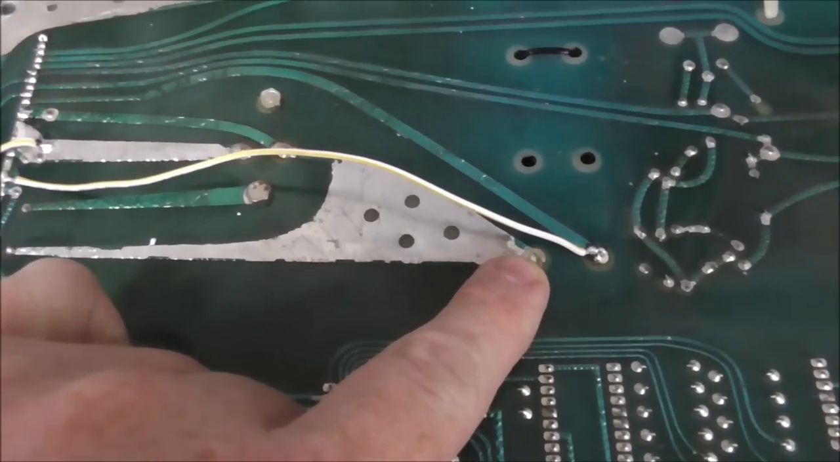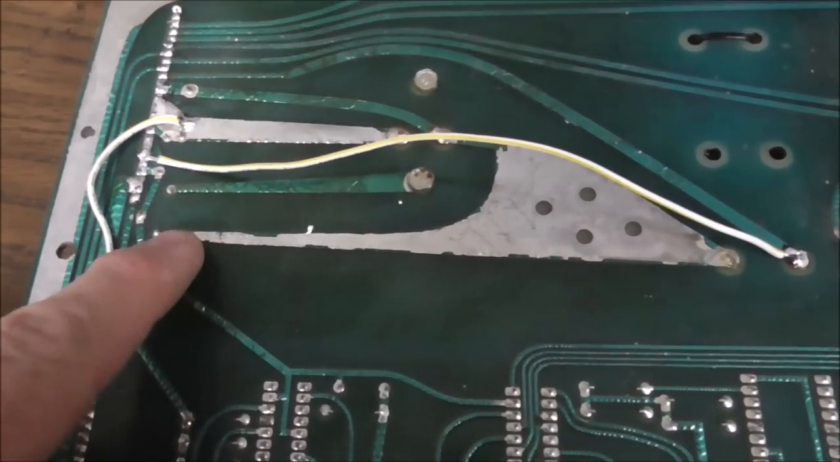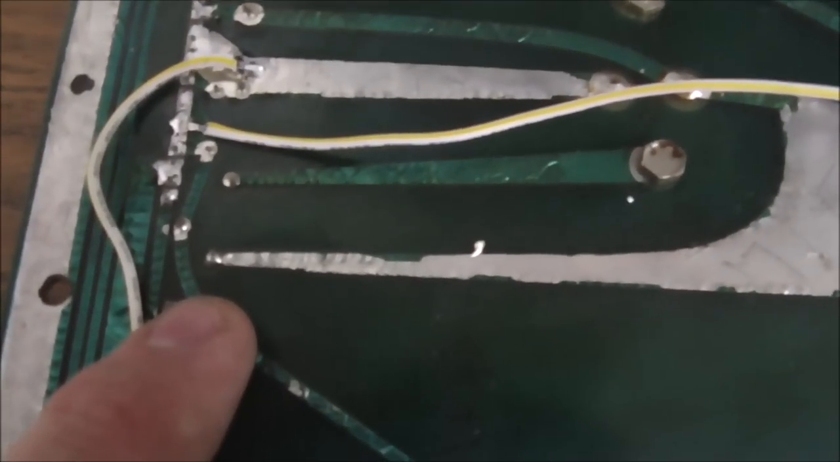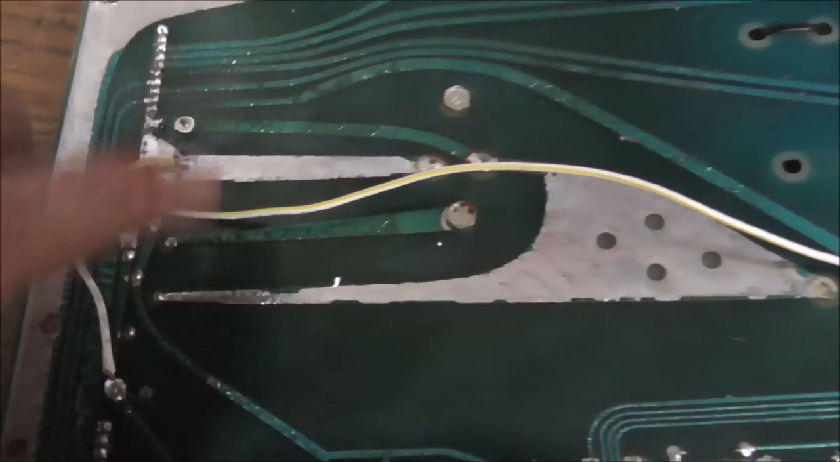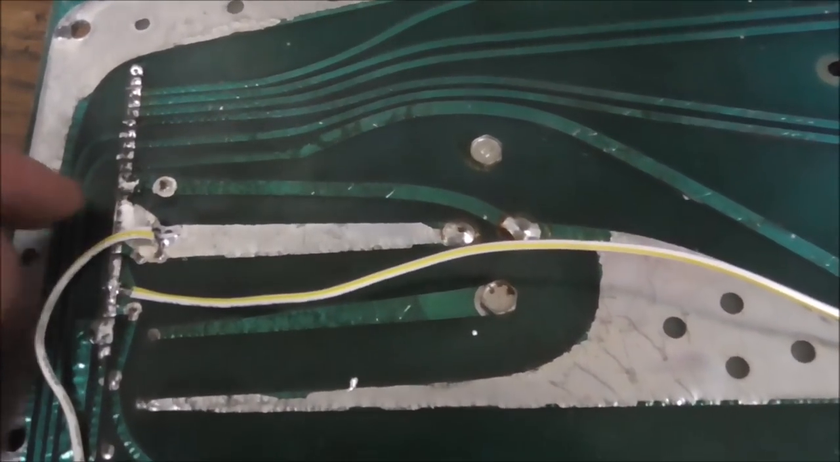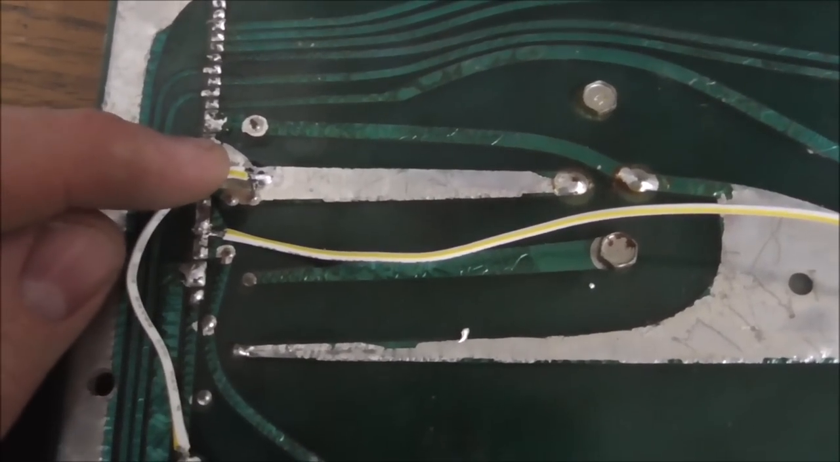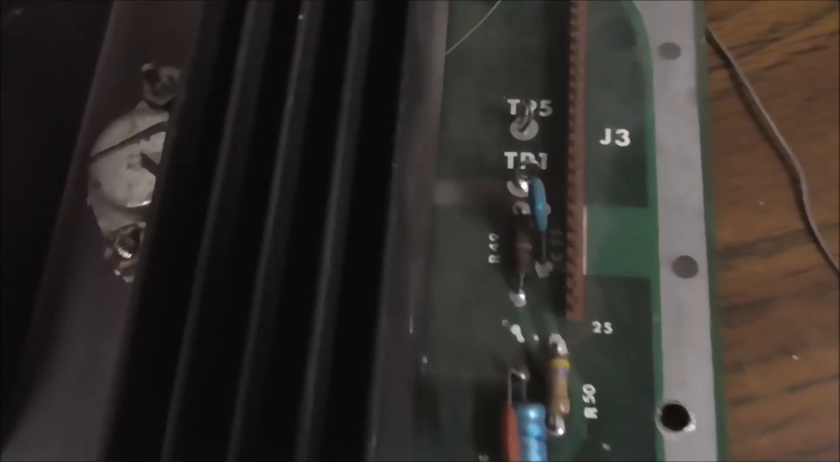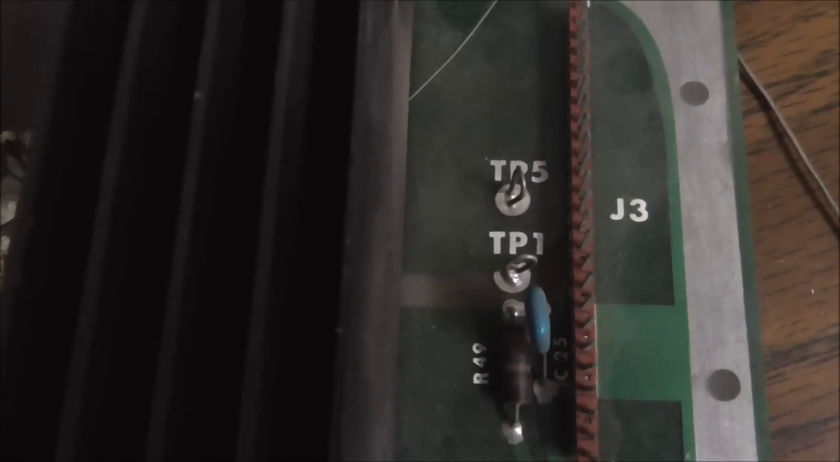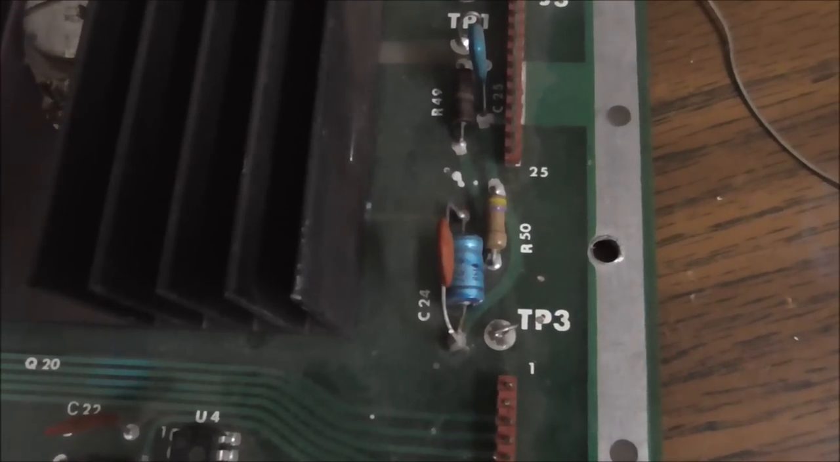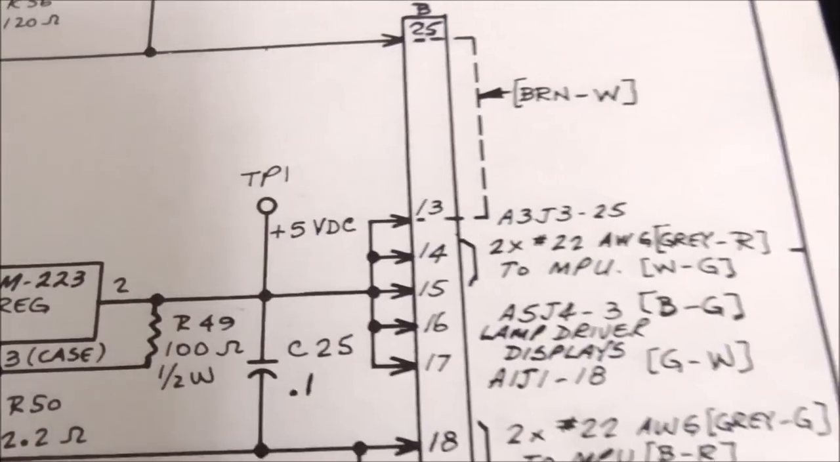So this is the positive. And it runs over to here and then through a thing. But this is test point one. Test point one and test point five are right beside each other. And then there's a test point three down here. So there's a weird little thing that they do here too. So here's test point one. That's the 5-volt.